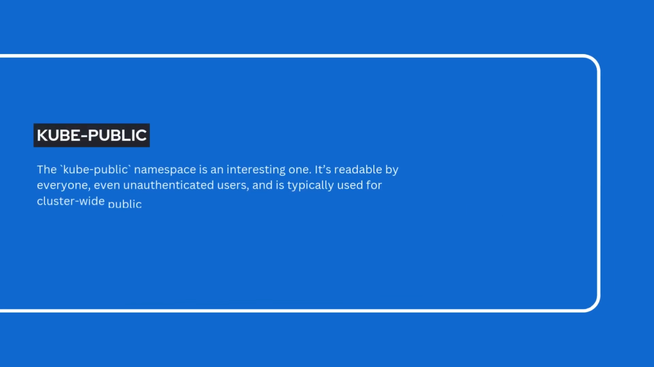Then we have kube-public. The kube-public namespace is an interesting one. It's readable by everyone, even unauthenticated users, and is typically used for cluster-wide public information. Like if you want to get the cluster information, you can get this in the kube-public namespace.